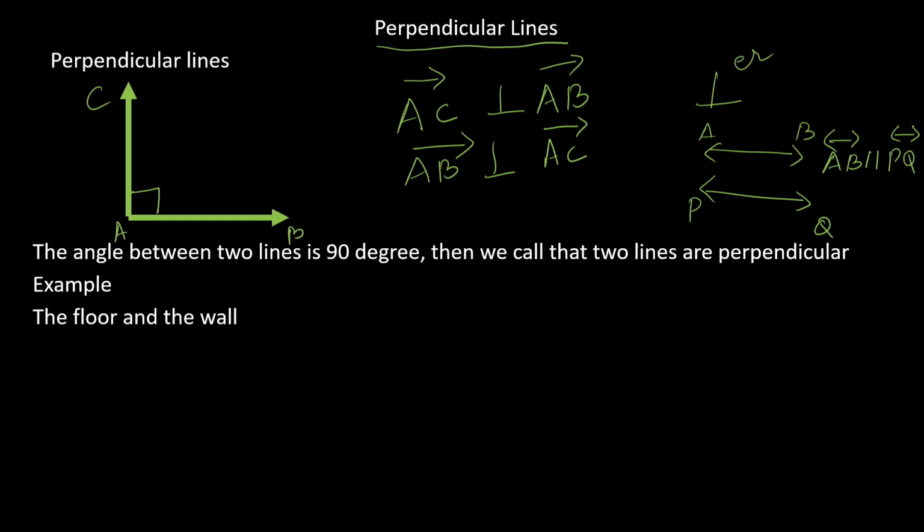And what is an example for perpendicular lines? The floor and the wall. If you take it, the floor will be like that and the wall will be like that, right? And if you take the adjacent sides of a room, a two-dimensional shape, then the adjacent sides of the room will be perpendicular to each other. Is it clear? Shall we go to the next one?